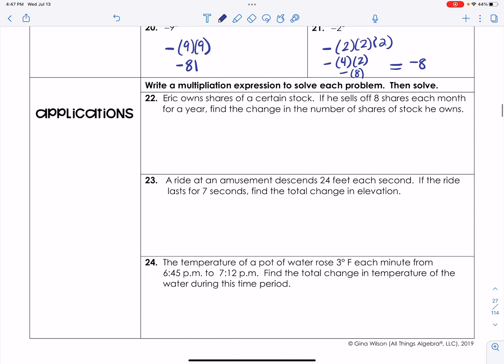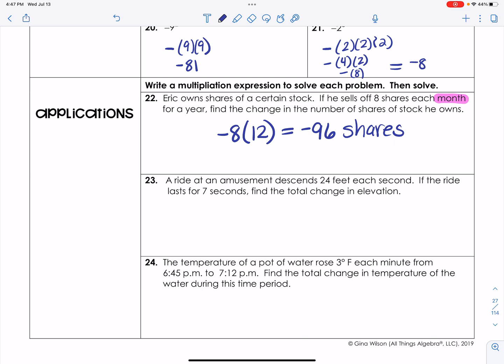All right, so now there's ways of doing these with application questions. Eric owns a share of a certain stock. If he sells 8 shares each month for a year, find the change in the number of shares of stock he owns. He's selling 8 shares a month, so he's losing them if he's selling them. He's losing 8 shares every month. So if I multiply that together, he is losing 96 shares. So he sells that many.